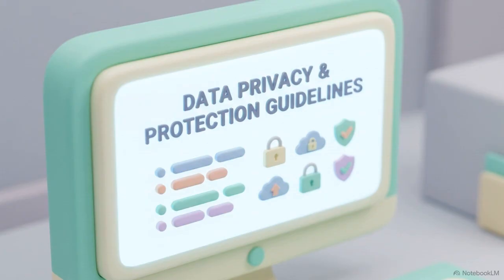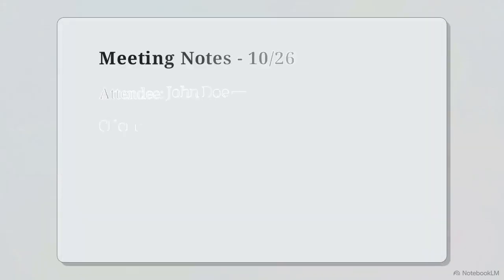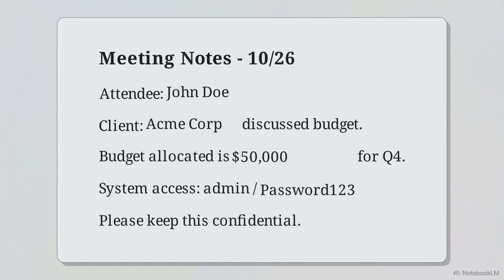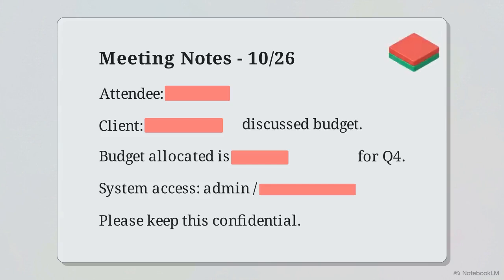Step 1 happens before you even open your AI assistant. You have to prep and protect your data. Look at your raw notes and identify any sensitive information. This means customer records, employee details, passwords, specific client names, or financial data. You must scrub these details completely. Just replace them with generic placeholders, like swapping a specific client's name for simply the client.